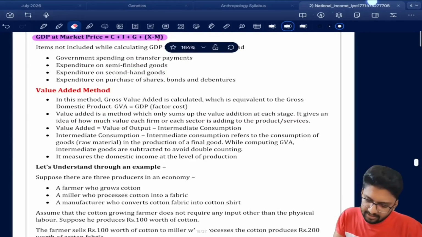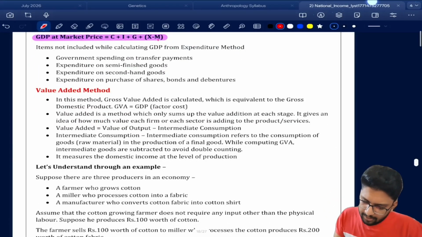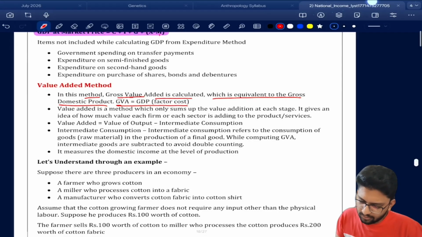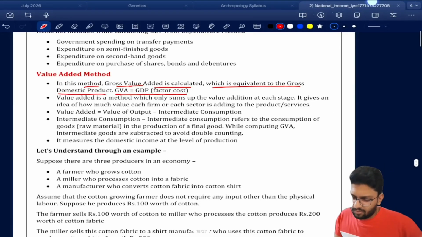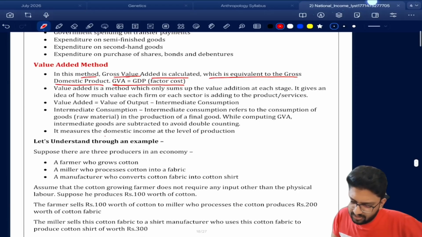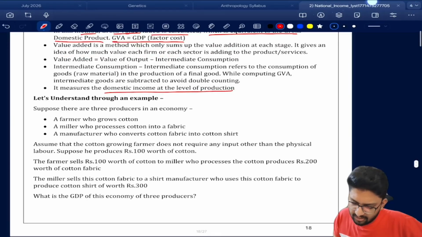Value added method. Let us see the value added method. In this method, gross value added is calculated, which is equivalent to the gross domestic product. GVA is equal to GDP at factor cost. Okay, what value are we adding? It measures the domestic income at the level of production. Let's understand through the example.